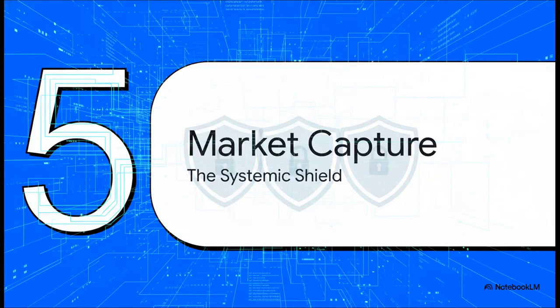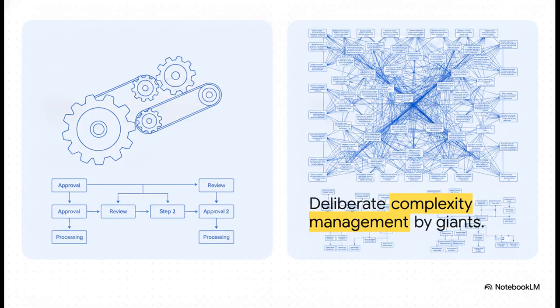Finally, let's zoom out and look at the rules of the game in Section 5. Regulation as market capture, the systemic shield. We usually assume that when governments are slow or inefficient at regulating tech, it's just classic bureaucratic slowness, or maybe they just don't get it. But the structural truth is much more calculated.